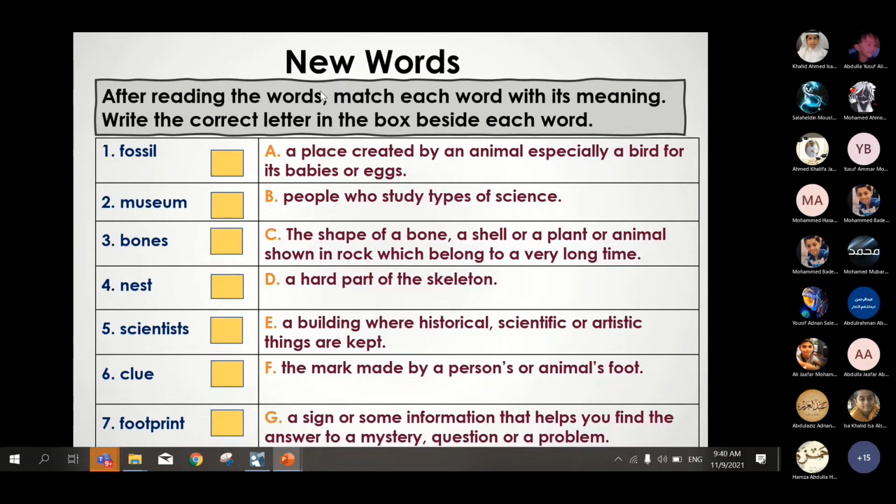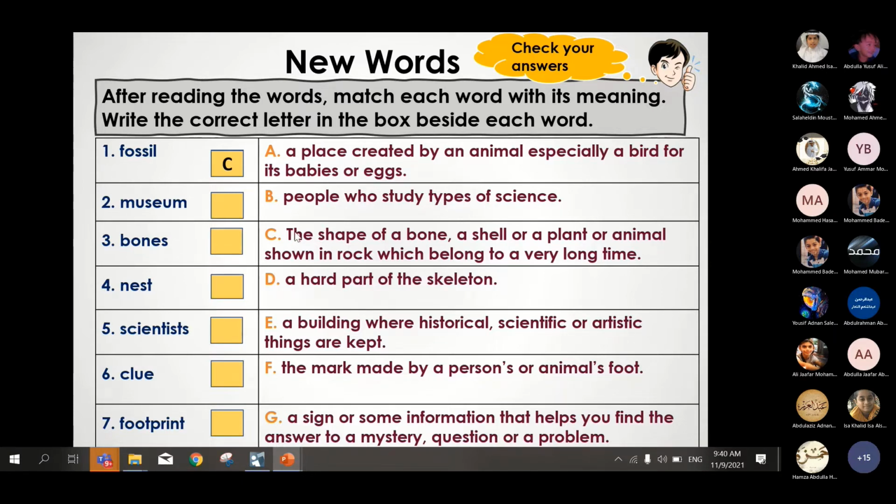Now we have a practice on these vocabularies that we have just learned about. Match each word on your left with the meaning on your right. Here we have got the vocabularies or the words on your left, and here you can see the meanings or the definitions on your right. Write the correct letter here. I will give you an example. What is the meaning of fossil? The answer is C. In the chat box, write 1, then C.